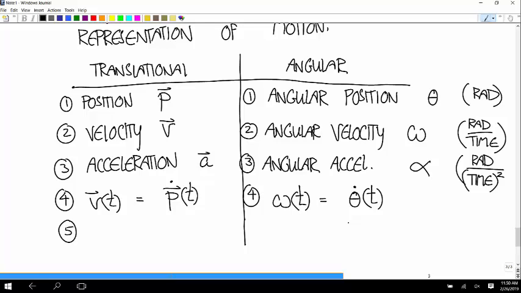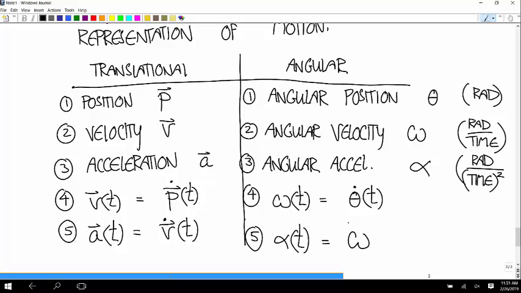And acceleration and velocity have that same relationship. So acceleration as a function of time is the time derivative of the velocity as a function of time. And the angular acceleration as a function of time is the time derivative of the angular velocity as a function of time. Okay. So recognize that you can store a lot of these relationships in your head in the same spot, save storage space.